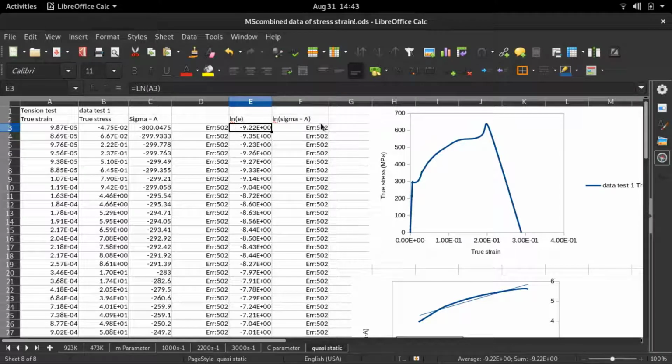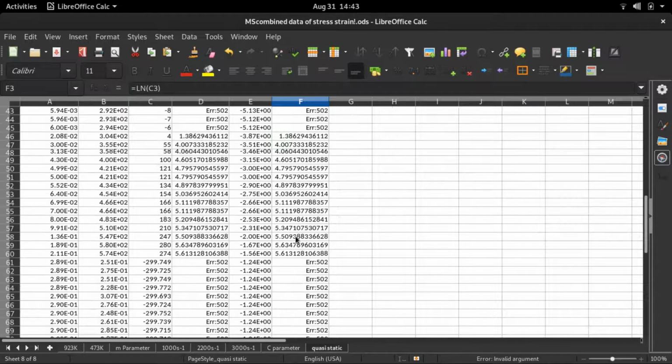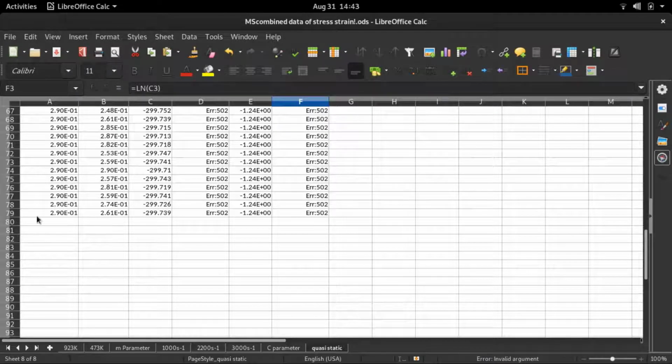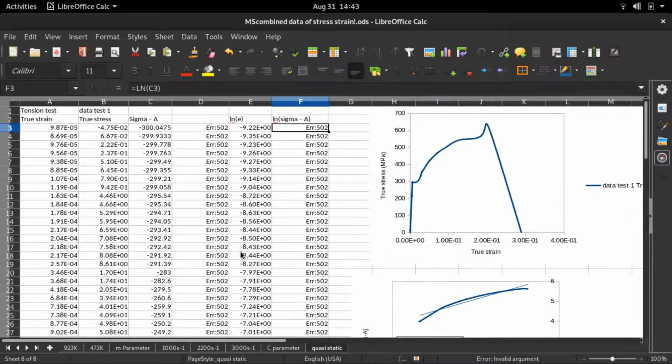Now ln of (sigma minus A), because we have to find the graph between ln of (sigma minus A) versus ln of epsilon. This will be on your y-axis and this will be on your x-axis. Some values are negative, like minus 300, and the ln value will not solve. Whatever value is not solving is okay, and in between we can find other values. Here I have shown just some points, only 79 data points, but actually you will get 10,000 data points. For showing purposes I have taken just a few points, and it's not related to any actual material.